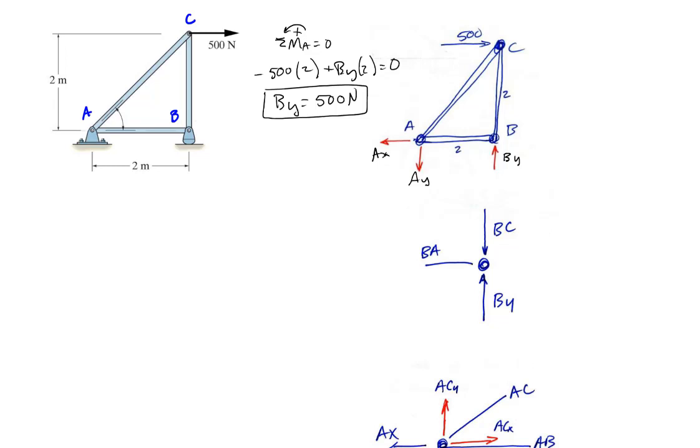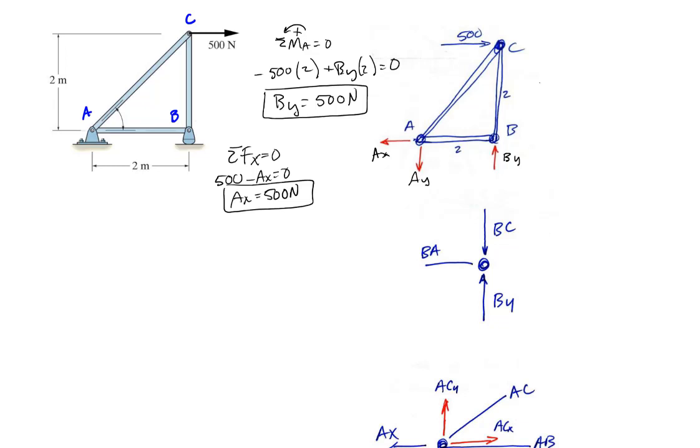So let's sum the forces in the x. Sum of the forces in the x is equal to 0. So here I have plus 500 minus Ax is equal to 0. So Ax is equal to 500 newtons. And again, positive in the direction I drew my arrow.